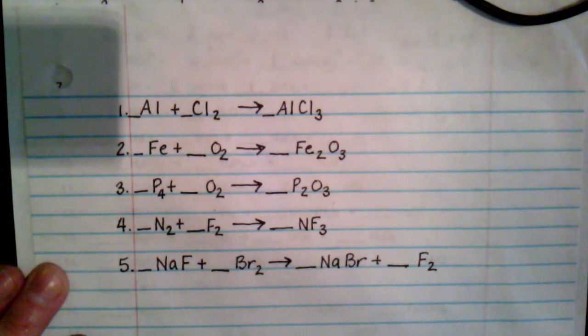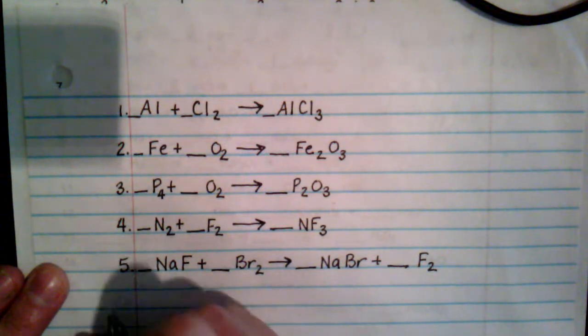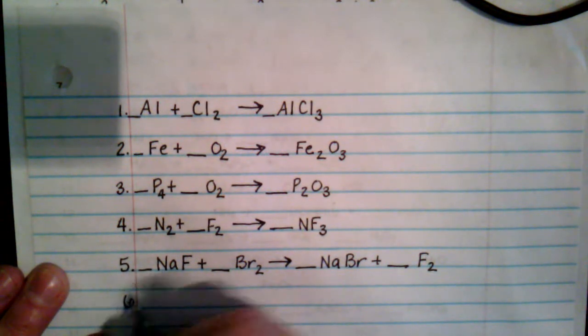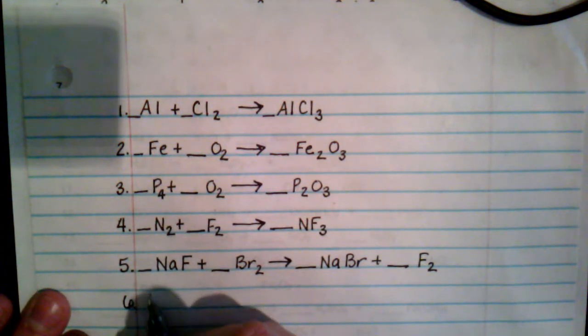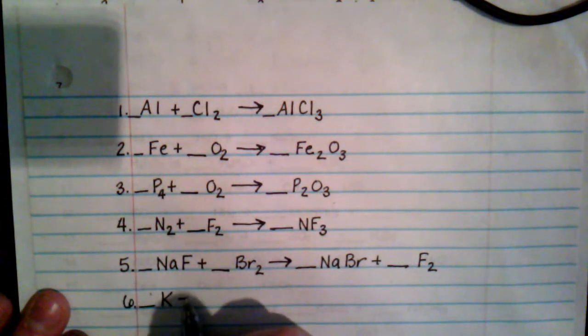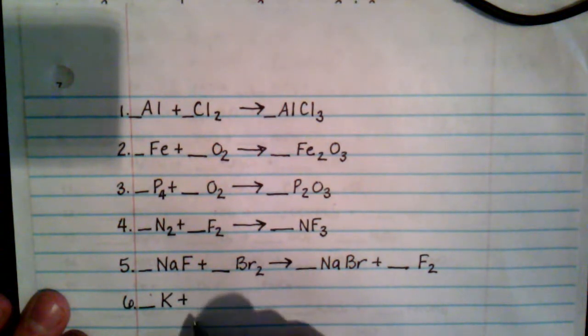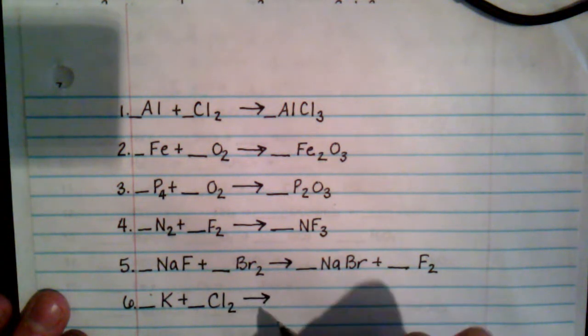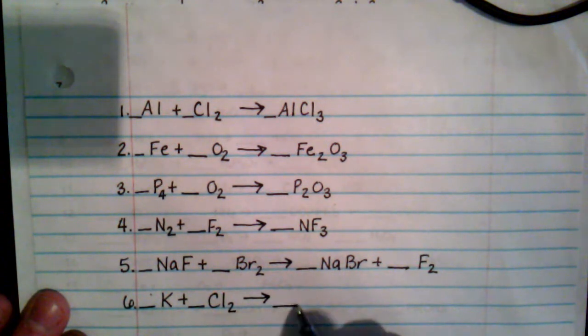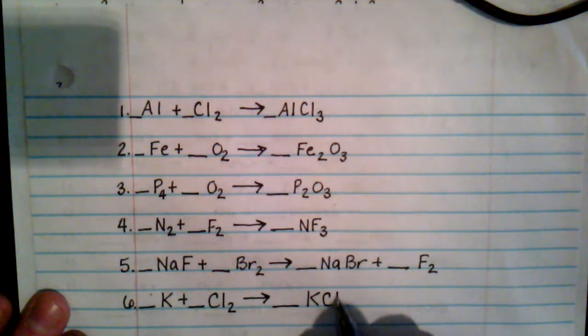I'm going to give you one more. Number 6. Give you potassium plus chlorine, which is Cl2, yields potassium chloride.